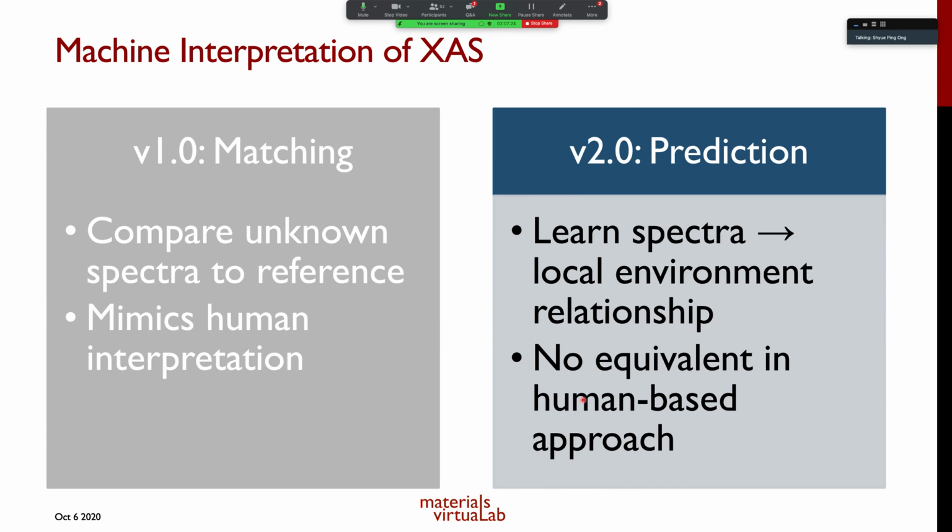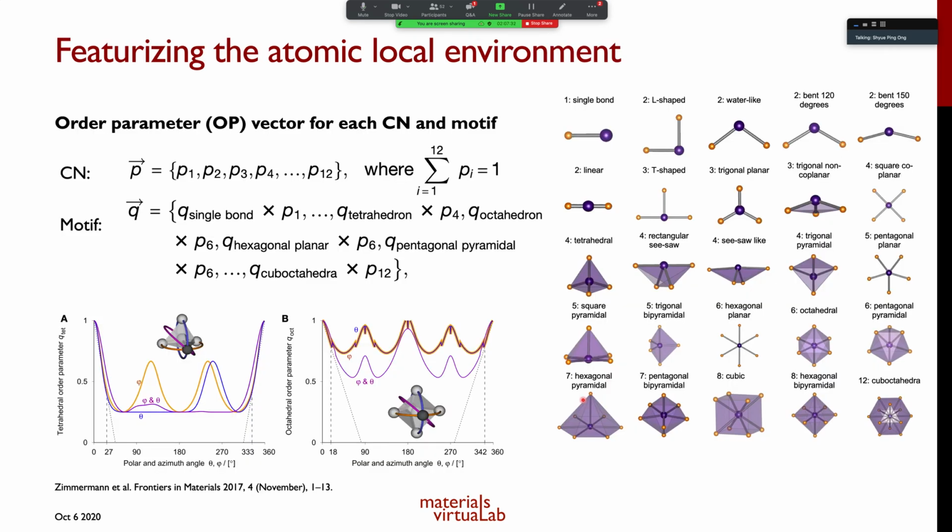Now, the second approach to interpreting the X-ray absorption spectra is using prediction. The first thing that we need to do for such an effort is to really rethink how we featurize the atomic local environment. As humans, we tend to have a somewhat simplistic way of looking at local environments. We always think of a species as being in a 4-fold coordination tetrahedral, or a 6-fold coordination octahedral, or 8-fold coordination cube, and so on and so forth.